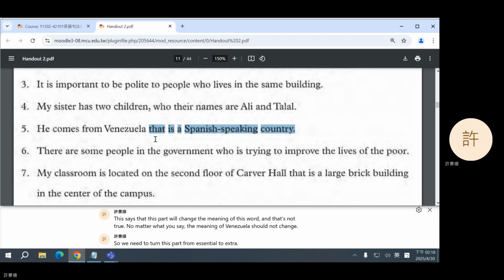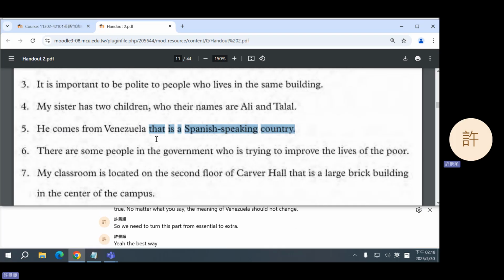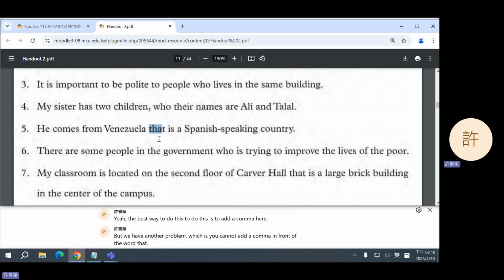Yeah? The best way to do this is to add a comma here. But we have another problem, which is you cannot add a comma in front of the word that. So what should we do? Good. Comma, which.